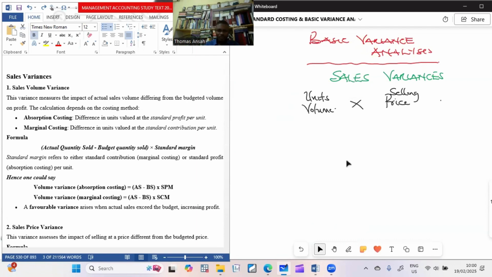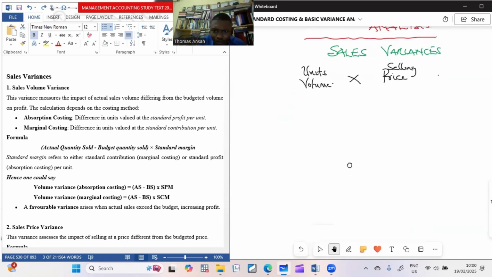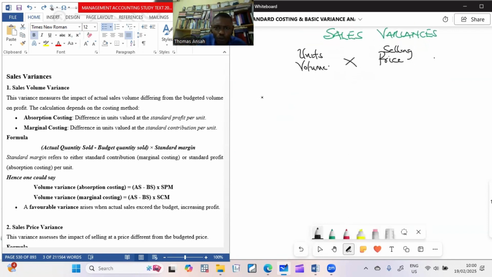That's it. So what do we mean by this? Depending on whether we are using marginal and absorption costing, we can actually have our sales variance. It's a very simple sales variance. So look at this. Sales variance. We will be comparing the budgeted sales. So how do we get the budgeted sales? You have the budgeted sales or the standard sales. Standard means the budget, it is the same thing.